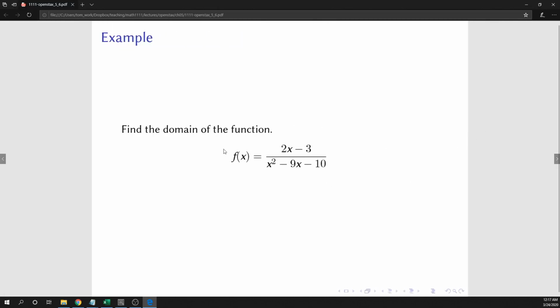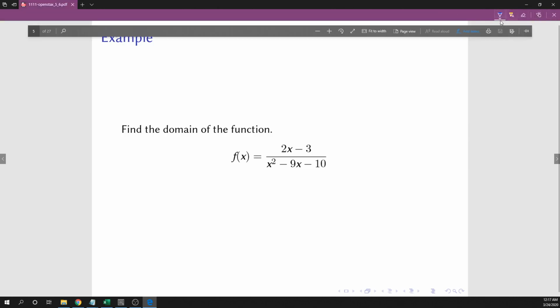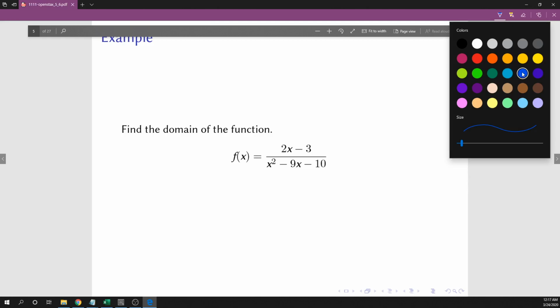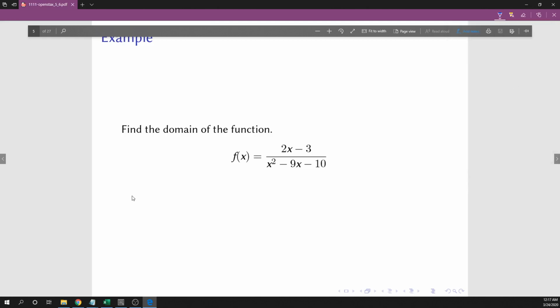All right, so let's find the domain of this function. f of x equals 2x minus 3 over x squared minus 9x minus 10. That is a rational function, right? And so to find the domain, I'm going to set the bottom part equal to 0. A lot of people will ask, well, what about the top? What do I do with it? When you're finding the domain, the top doesn't matter, because having 0 on the top part of the fraction in and of itself is not an issue. The issue is when you plug a number in for x and it makes the bottom polynomial equal to 0.